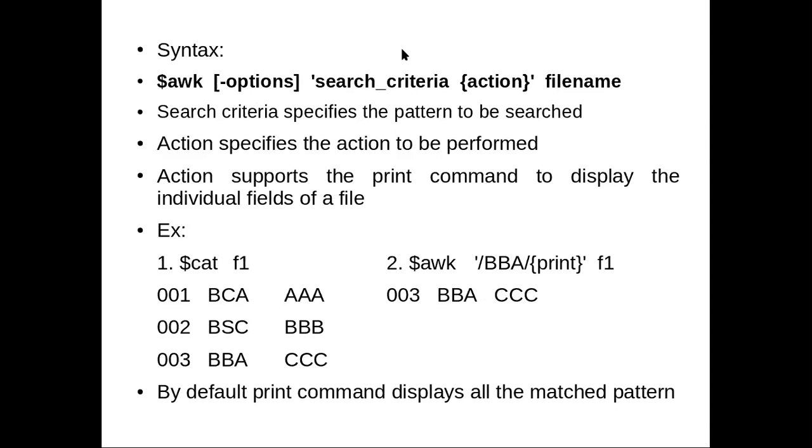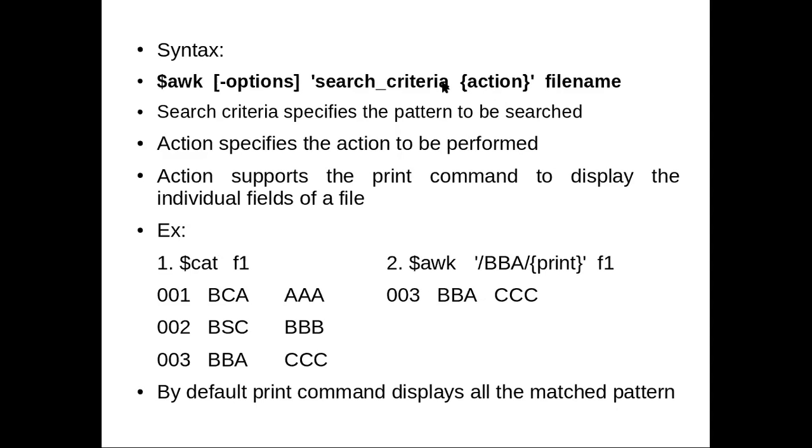So here search criteria means we are searching for a particular pattern. That pattern will be indicated by the search criteria. Then, within the curly braces, we will give the action. If we find that particular pattern in the file, what action do we have to perform? Usually we print the line which contains that pattern, or we print the specific fields which contain that pattern.